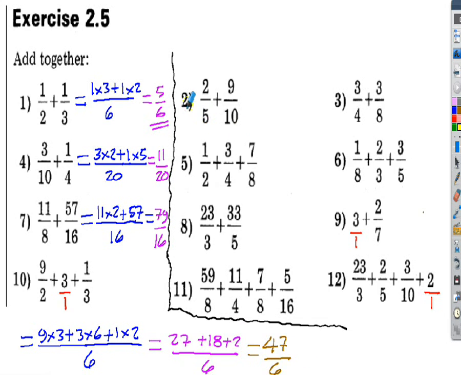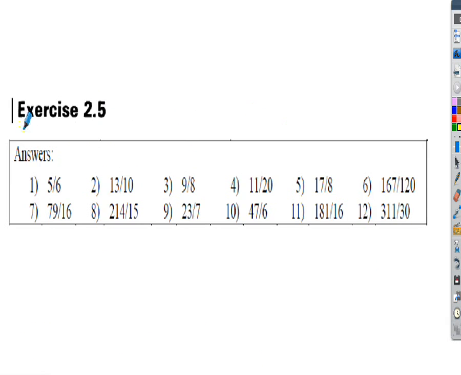I'll leave you to work through the remaining questions shown here. The answers are stated on the following slide. Exercise 2.5, here are the answers for questions 1 through to question 12.